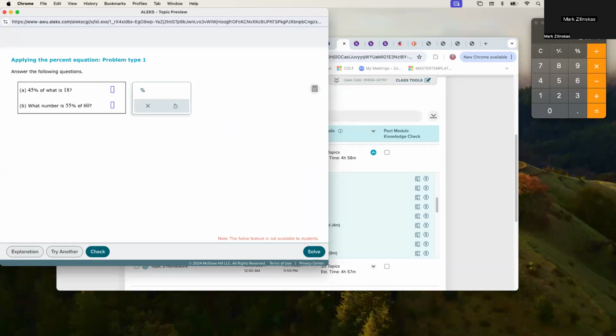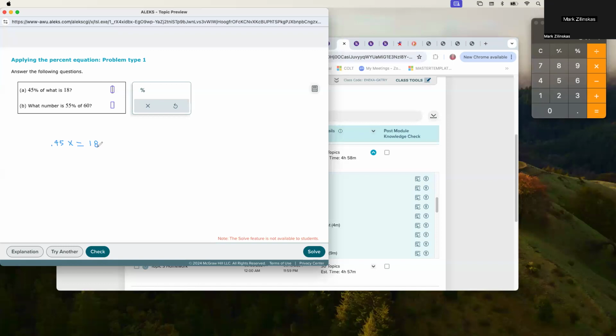So if I set one of these up, I'll try to get my pen. Again, please be patient with me, I'm trying to write here with my mouse. If I just write out what's given here, 0.45 of means times. So of what? Well, I don't know what that is, so I'm just going to let that be my variable x. We're going to get a little bit of algebra here, is equal to 18.